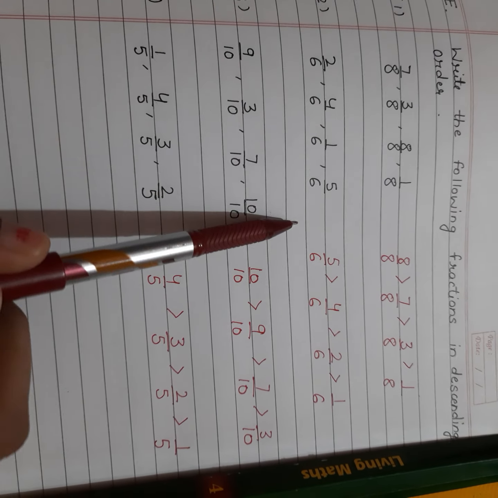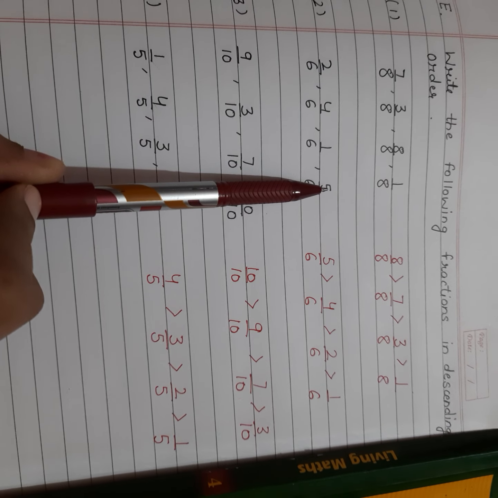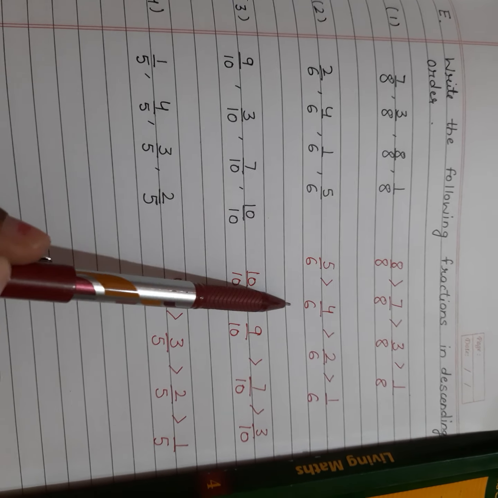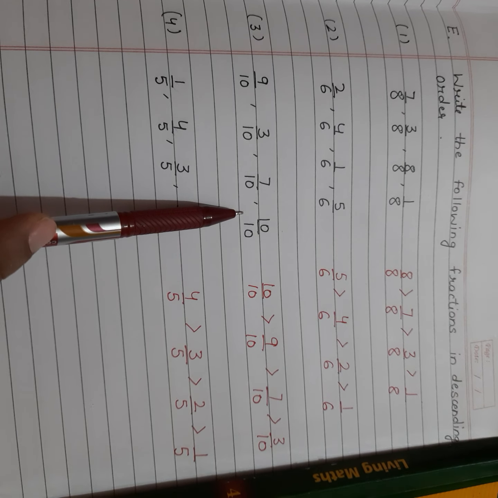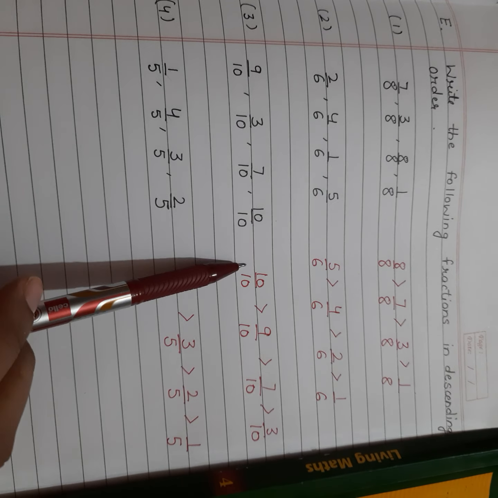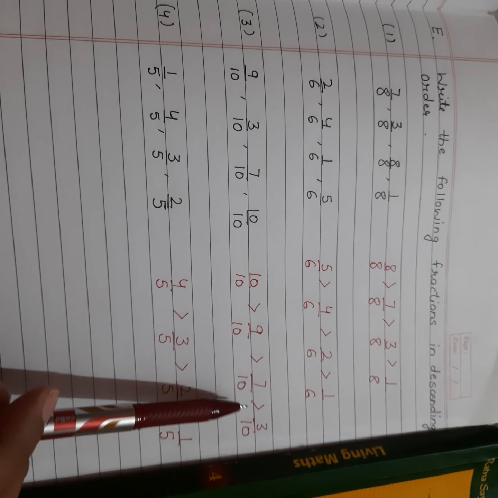Similar way, this is 6 is the denominator, same. Now compare the numerator. Which one is the bigger one? This 5. So 5 upon 6, then 4 upon 6, then 2 upon 6, and then 1 upon 6. This all 10 denominator, compare the numerator. The bigger one is 10 upon 10. This is then 9 upon 10. Then 7 upon 10, and then 3 upon 10.